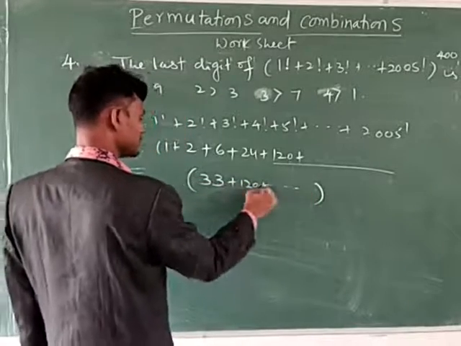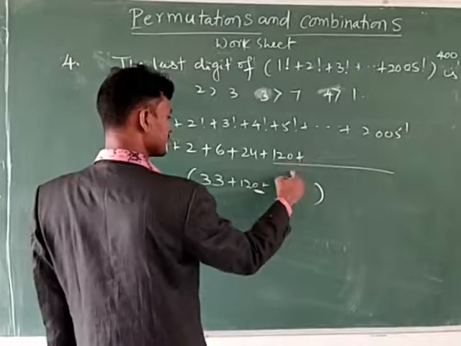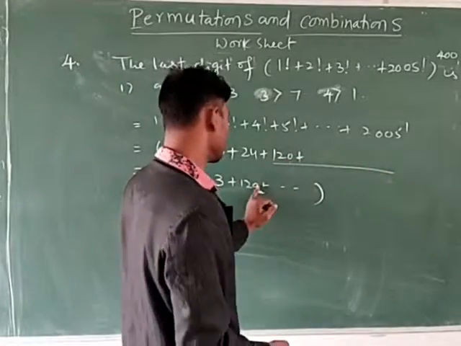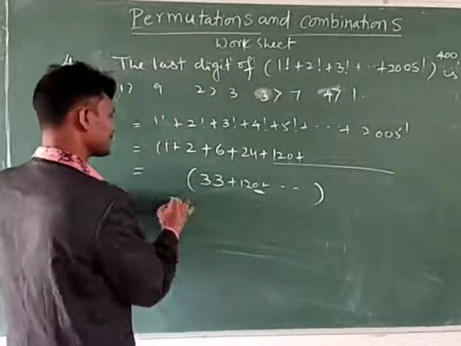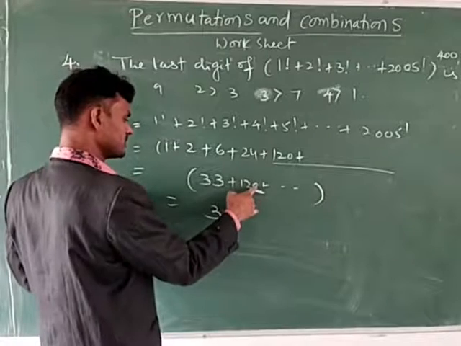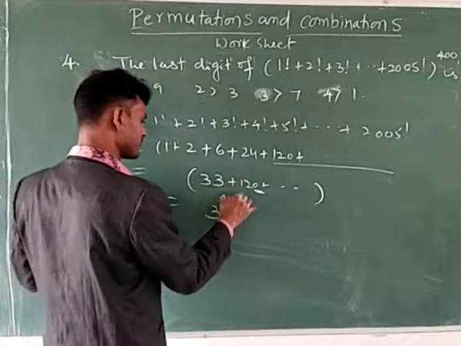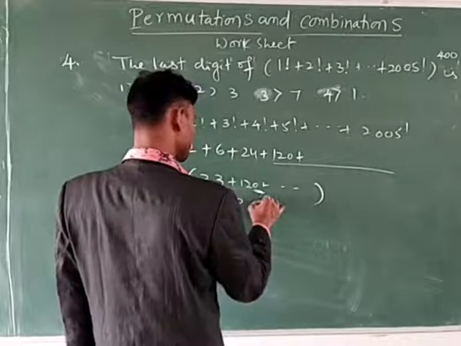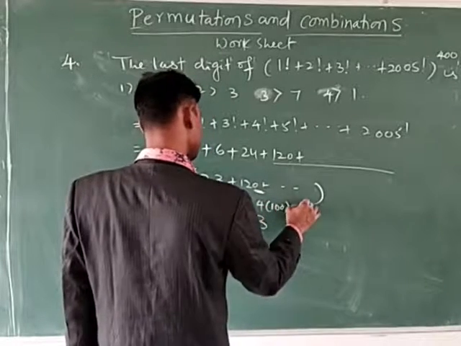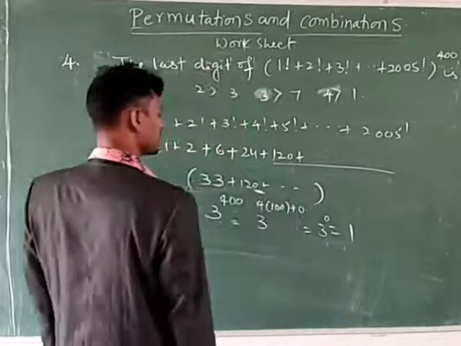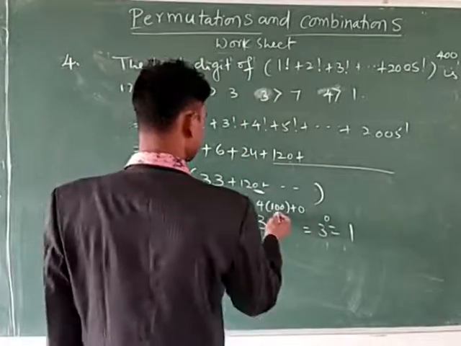The unit digit of 120 is 0. Next is 720. Any factorial after 4 factorial has unit digit 0. That's why the unit digit of the sum is 3 plus 0, which is 3. Then 3 to the power of 400. 400 is 4 into 100 plus 0, that means 3 power 0 is equal to 1.